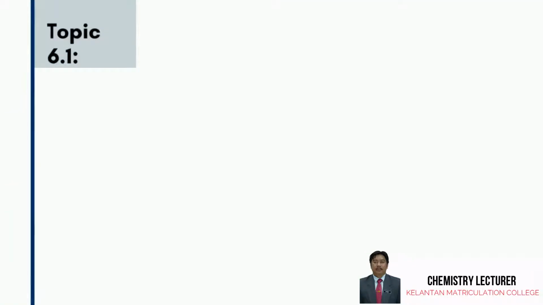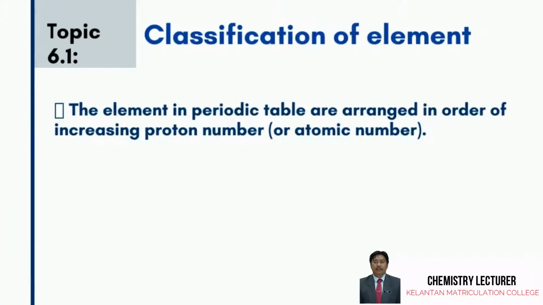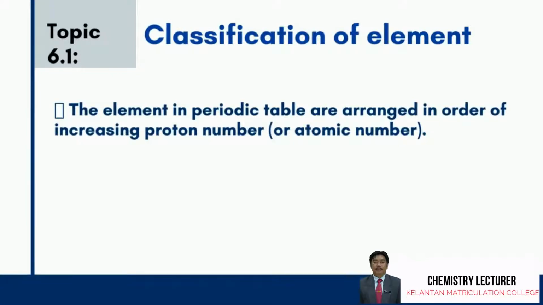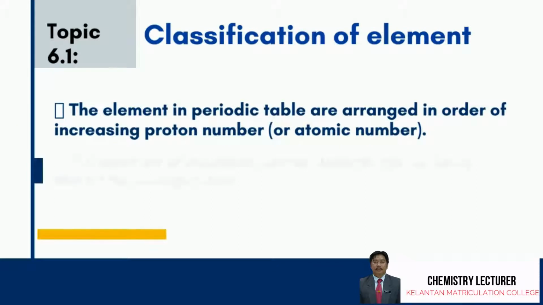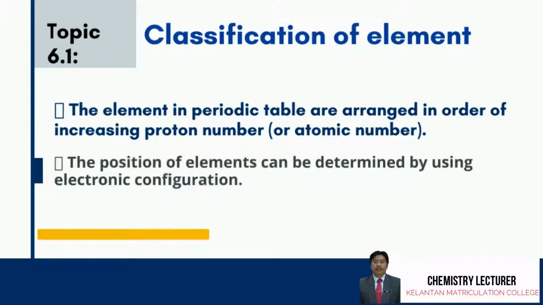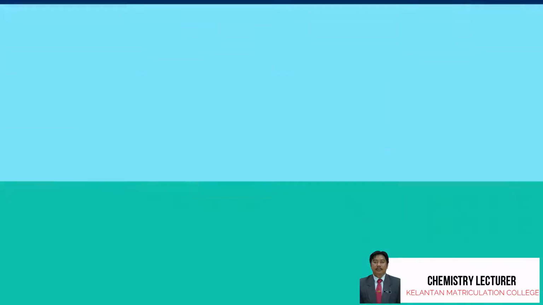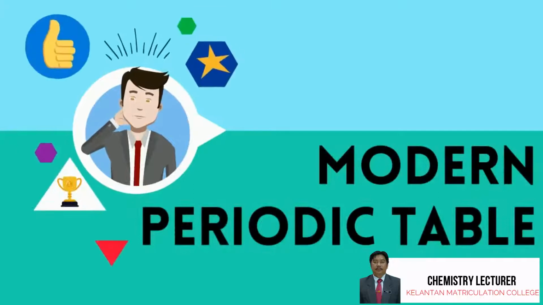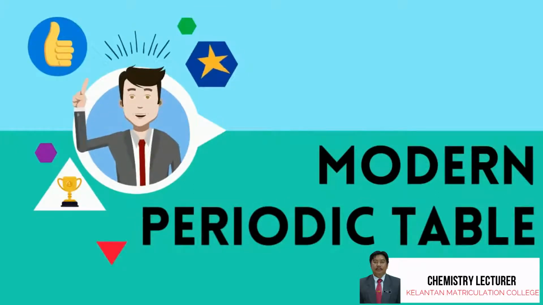The elements in the periodic table are arranged according to increasing number of protons or atomic number. Besides that, we must know that the position of elements can be determined by using electronic configuration. Now let's take a look at the modern periodic table.